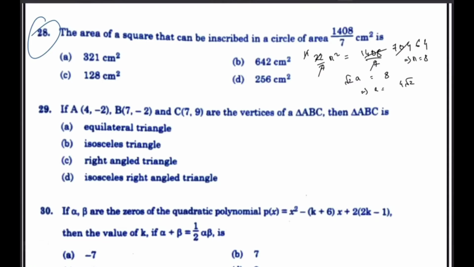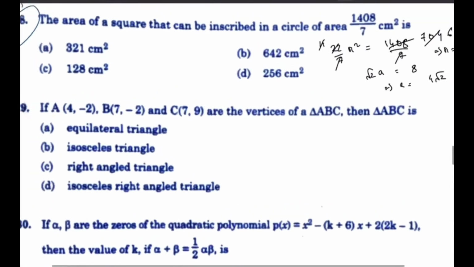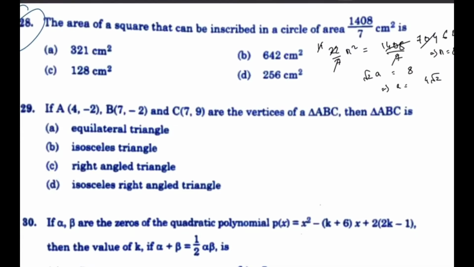So A, B, and C are vertices of triangle ABC. Okay, let's just find out the lengths of AB, BC, and CA. I'll just find the squares because that is enough. I don't need to write the square root. So AB square is (7 minus 4), 3 square plus (minus 2 plus 2) whole square, and that is 0. Okay.